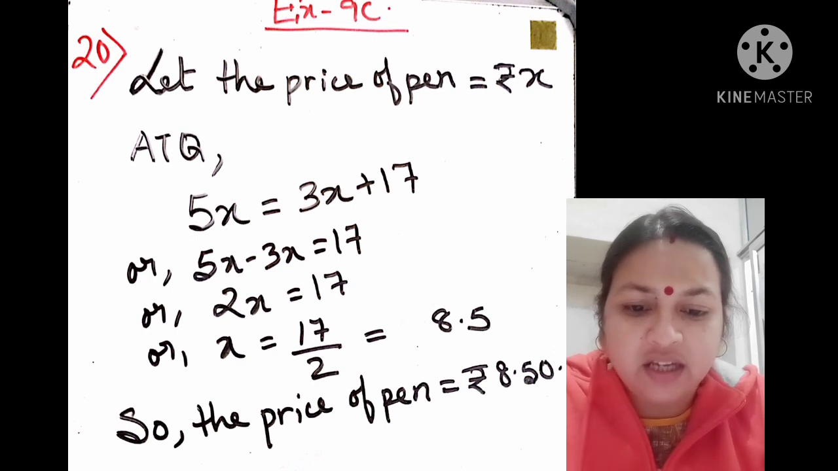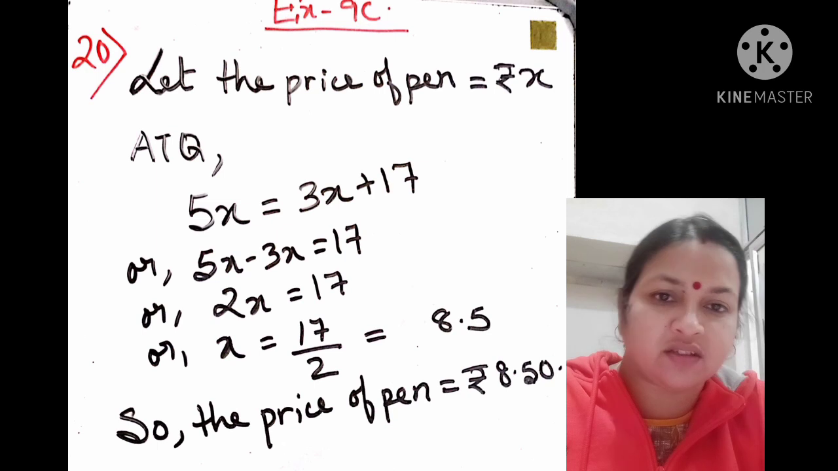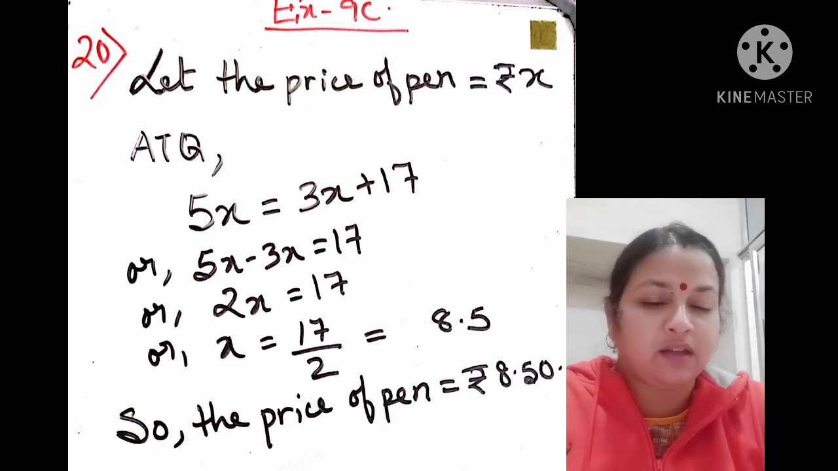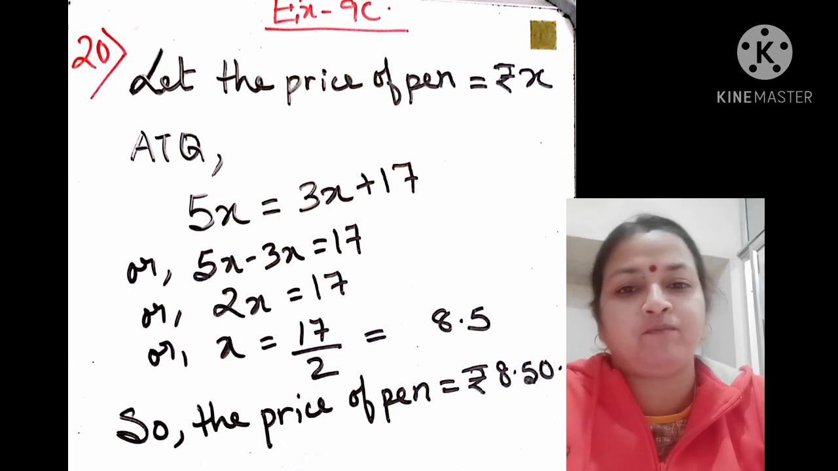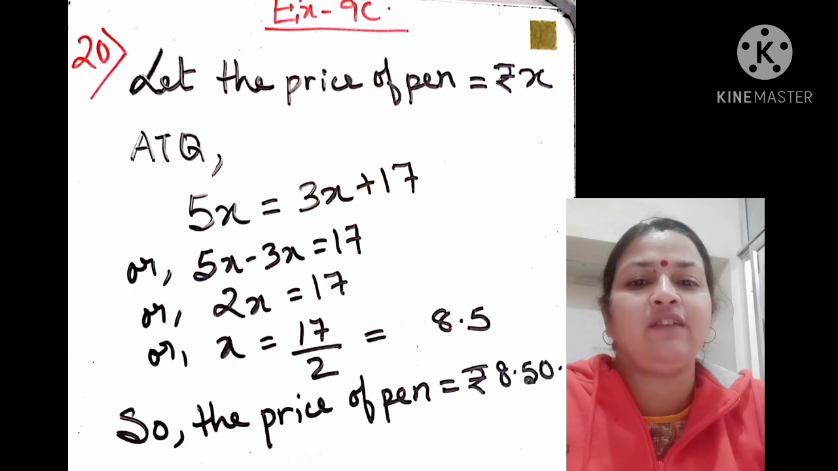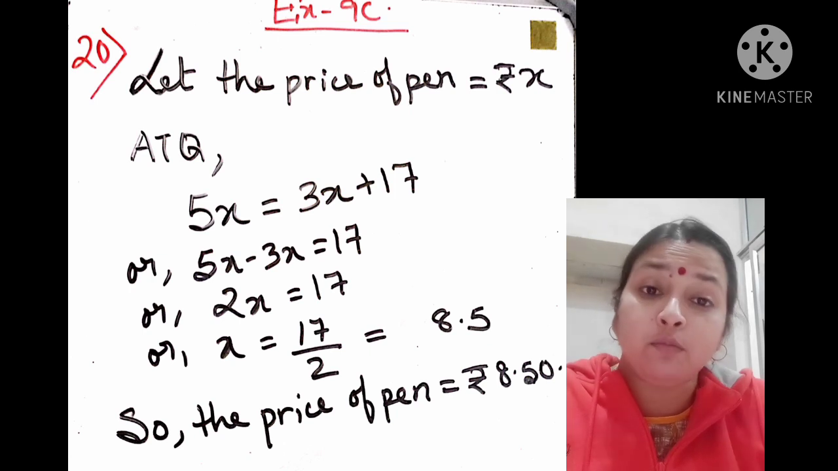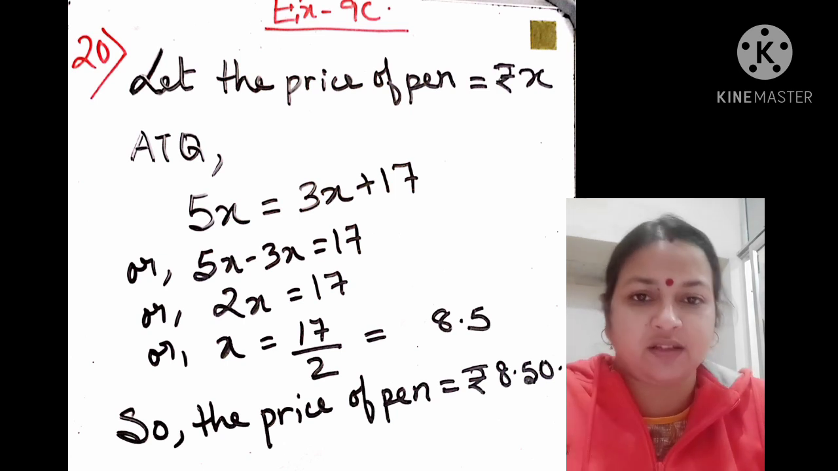5 times the price of a pen is rupees 17 more than 3 times its price. Find the price of the pen. So the price of the pen is compared with itself. So let the price of the pen be x. So 5 times the price of the pen is 5x. So according to the question, ATQ, 5x is equal to, now how much more is it? It is 17 more than 3 times the price of the pen. So 5x is equal to 3x plus 17.